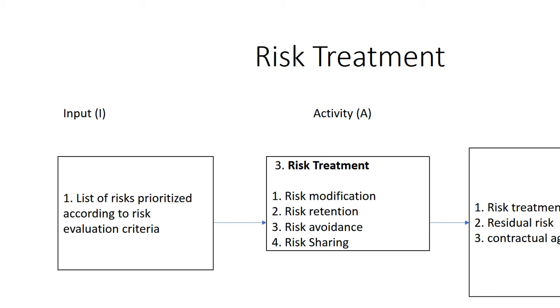In this activity of risk treatment, we take the list of risks prioritized according to the risk evaluation criteria that we generated in the last phase. We feed this as an input to this activity, and after that we generate a risk treatment plan. We generate the residual risk once we apply the risk treatment option, and we also generate some contractual agreement if we require it.